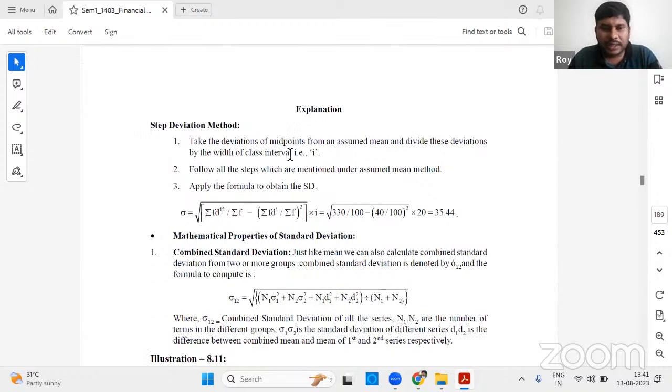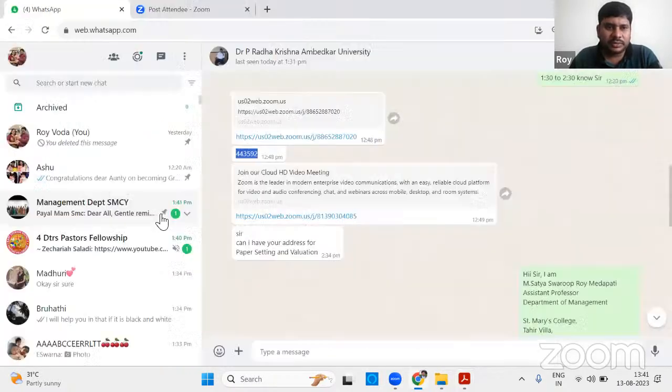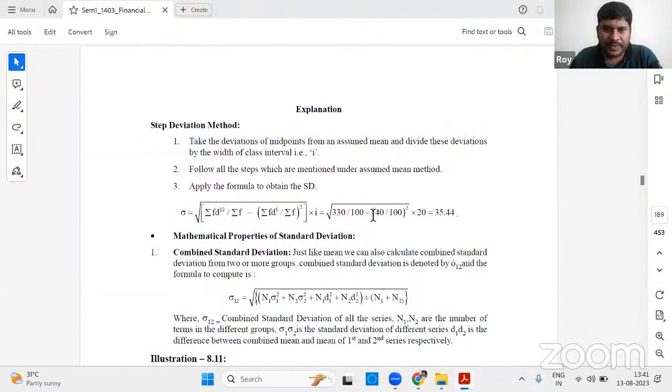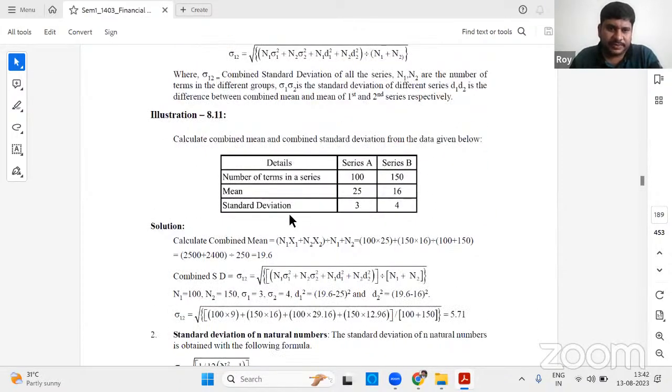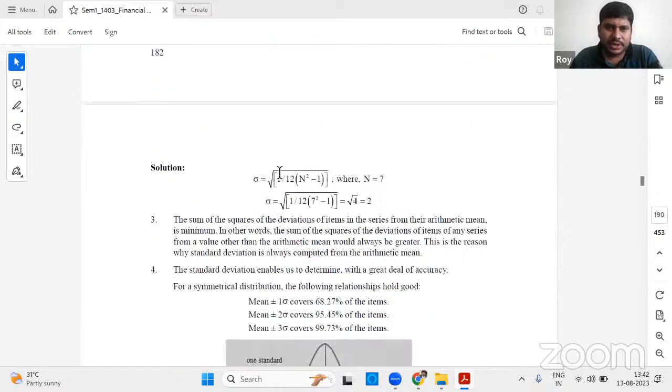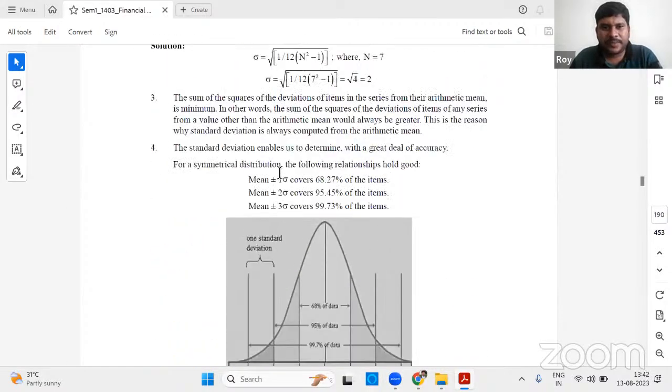There are two ways to calculate the standard deviation: calculating the actual mean, taking the mean, subtracting the items from the mean and squaring them, and you will get the standard deviation. The next method is that we need to take the assumed mean as well. From that assumed mean, we need to get the deviations as well. This is how we will calculate the standard deviation.